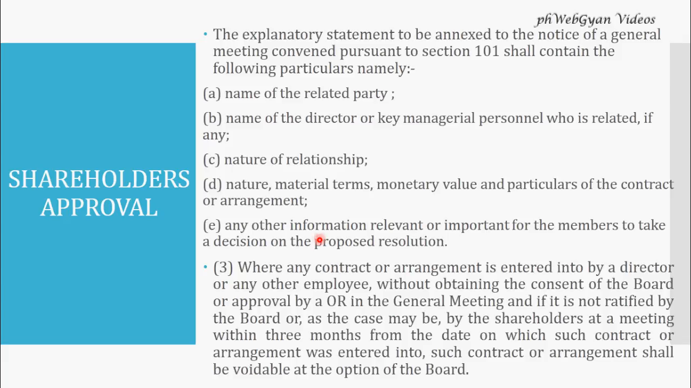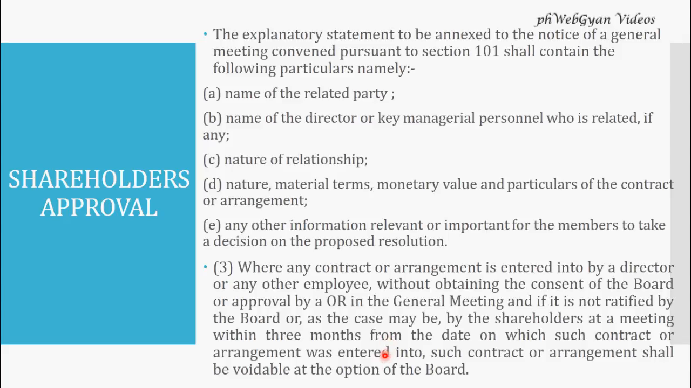Okay, then an important point here. What if the board resolution and the ordinary resolution are not passed and the company has entered into any such transaction with its related party? Then in that case, if the same is not ratified by the board or by the shareholders at their meeting within 3 months of the date, so how much time is given for ratification? 3 months from the date of entering such a transaction.